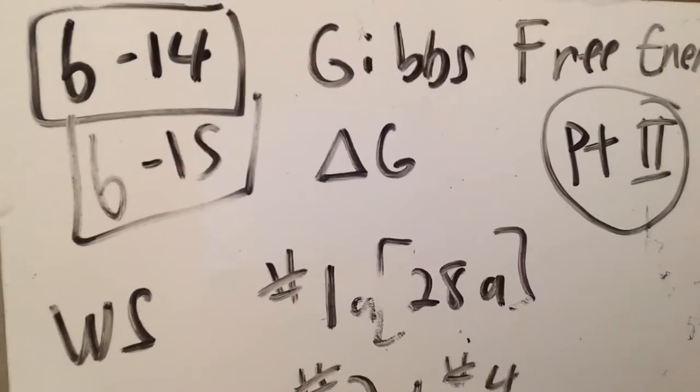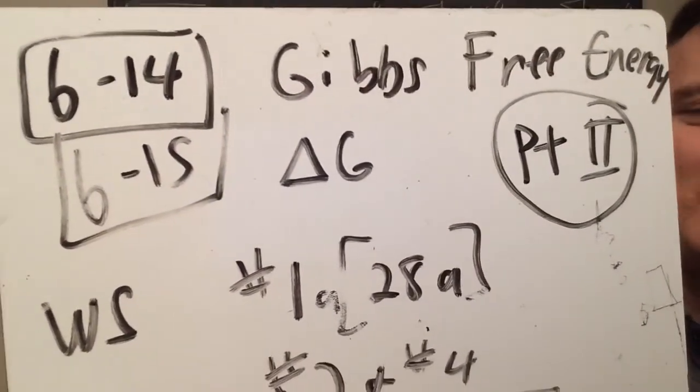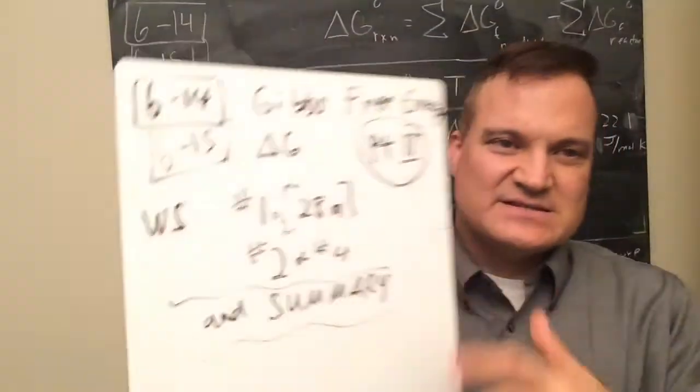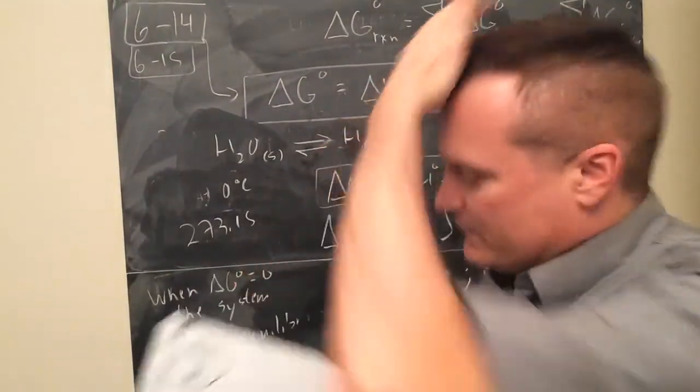All right, 614, 615. This is Gibbs free energy part 2. I think I needed to add one more little bit onto what we did last time.